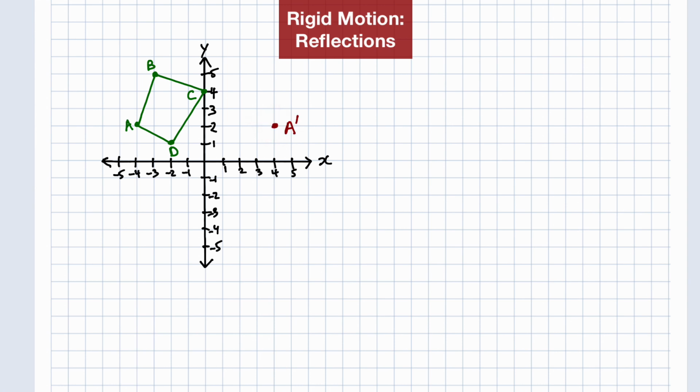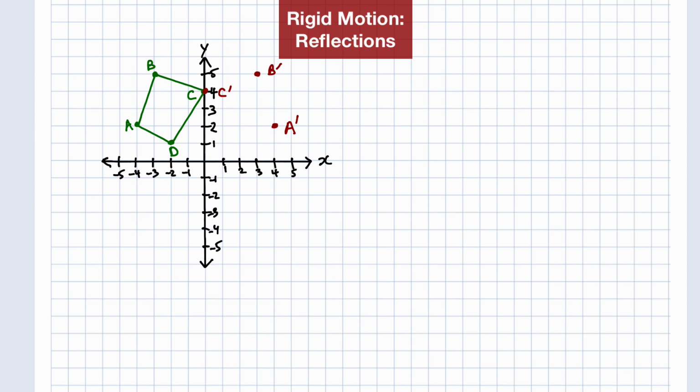Okay, so let's go ahead and do that for point B. Point B is 3 intervals away from the y-axis, 1, 2, 3. And so we're going to go in the opposite direction, 1, 2, 3, and label that B prime. Continuing on with point C. Point C is right on the y-axis, and there's no interval away from it, and so C prime will be that same exact point. So we'll go ahead and label that as well.